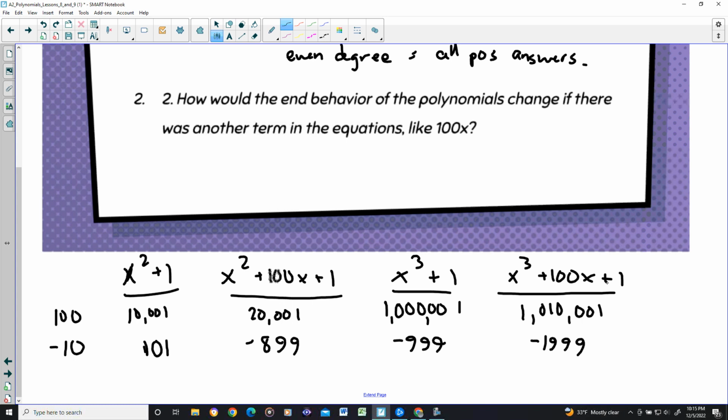So how would the end behavior of the polynomials change if there was another term like 100x? Ultimately, it won't. And the reason for it is that exponent term, as we said before, dominates the discussion of all the properties of the function, because when you square larger and larger numbers, they're going to be the largest numbers in the problem, no matter what. And we talked about that during the last unit.